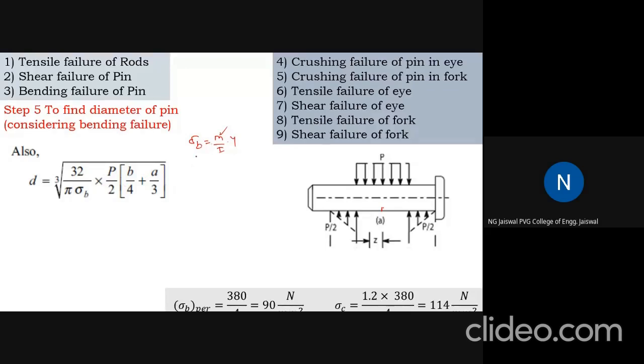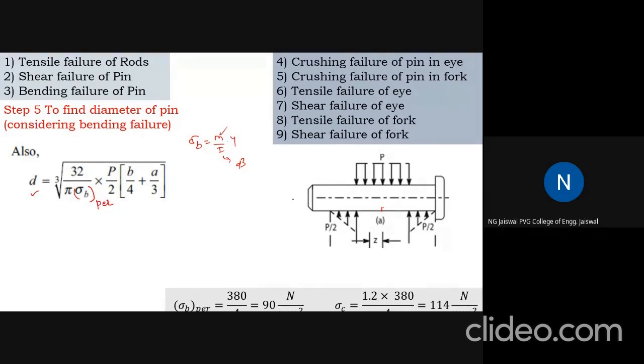Accordingly, sigma B is equal to something, and this something will consist of the term D cube. That's why D is equal to the third root of this entire expression. So here D is equal to the cube root of 32 M upon pi sigma B. Now, you must understand by this time that if D is unknown and you want to find it out, this sigma B must be the permissible stress.